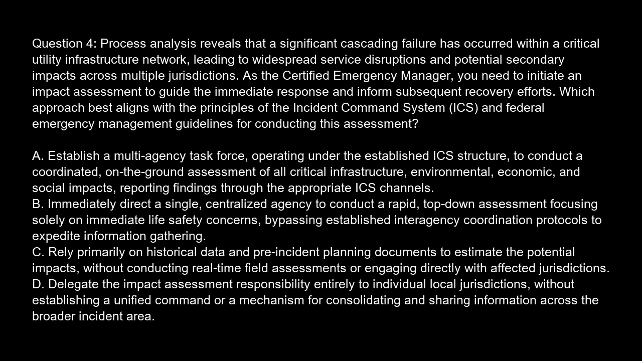Option C. Rely primarily on historical data and pre-incident planning documents to estimate the potential impacts, without conducting real-time field assessments or engaging directly with affected jurisdictions. Option D. Delegate the impact assessment responsibility entirely to individual local jurisdictions, without establishing a unified command or a mechanism for consolidating and sharing information across the broader incident area.